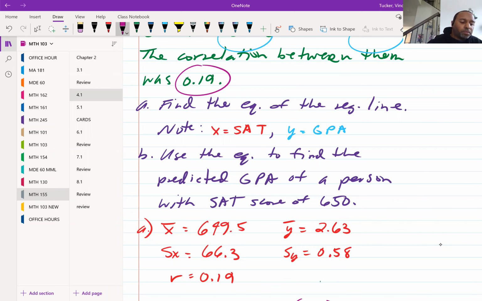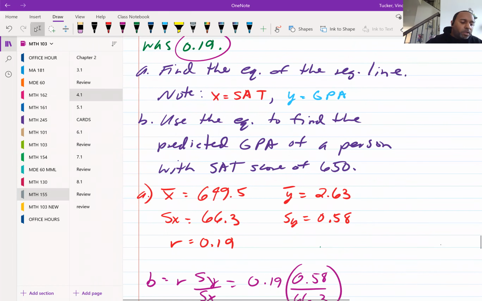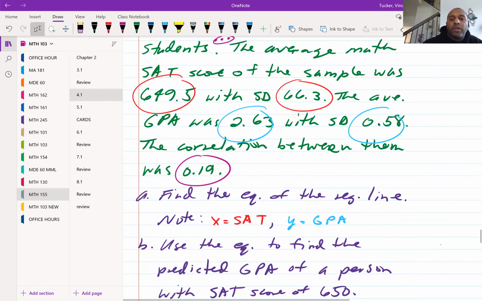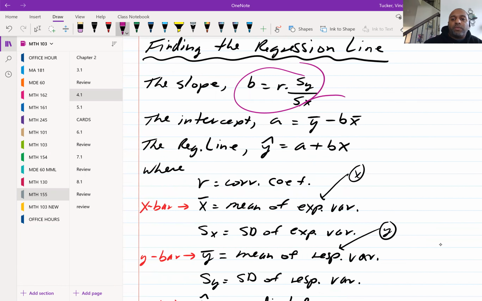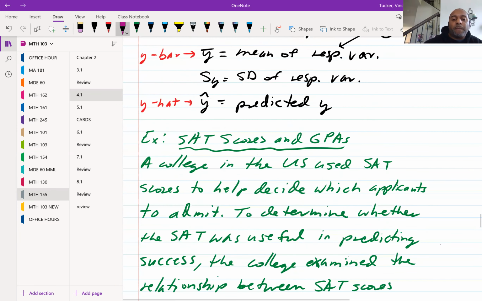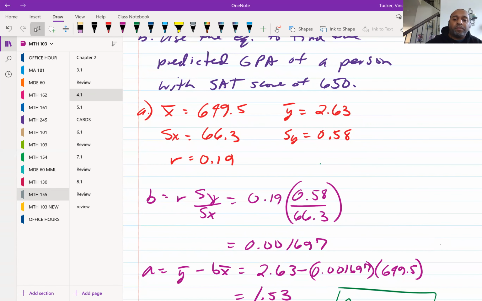All right. So from there, if we go back to our formulas, we have all these pieces, and we're going to use each one of these formulas to get our regression line. So here we're trying to find B first. We have to find B first because if you notice, a part of the formula to find A is B, so you have to find B first.